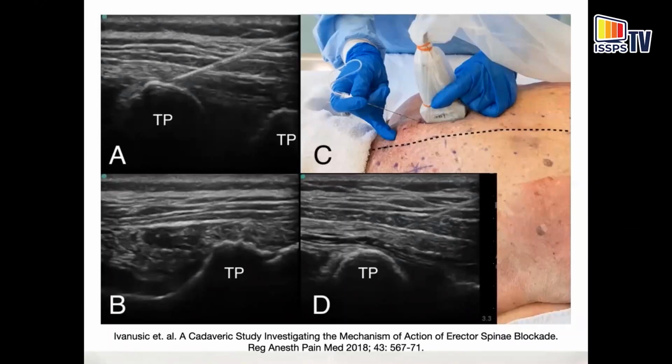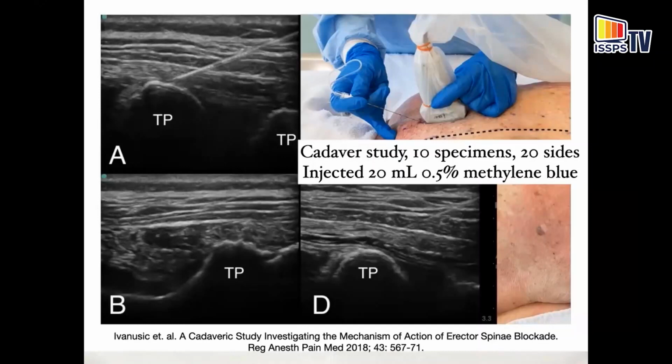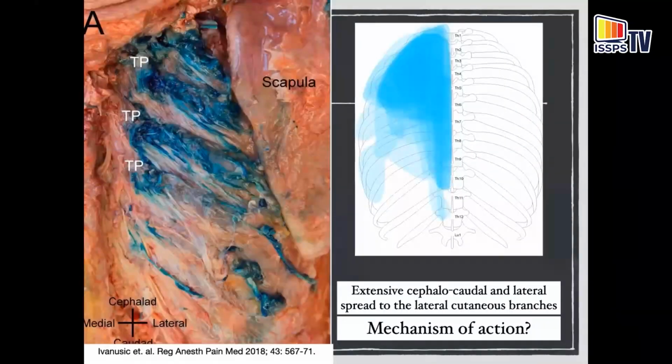Our chief objective was to identify whether, if we did a mock erector spinae block adhering to the normal technical considerations and volumes in a cadaver, there would be spread anteriorly to involve the origins of the ventral and dorsal rami. This project involved 10 specimens and 20 sides where we injected 20 mils of injectate that contained 0.5% methylene blue. This study demonstrated extensive spread of the dye cephalocaudad and laterally.